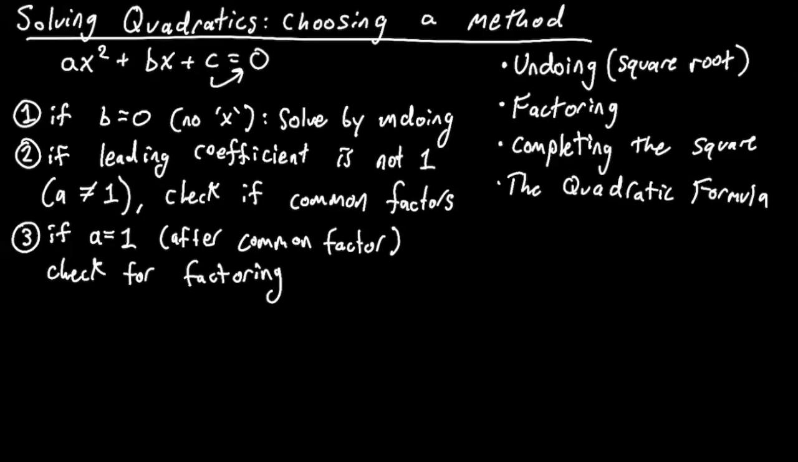So check for factoring. You could go through all of the different factors of c and check to see if any of them add up to b. Sometimes it'll take a while depending on how many factors we have for c. But generally, I would recommend checking for factoring in this case. If you check and we can't factor, if a equals 1 and we can't factor, and we could check for factoring if a is not equal to 1 too, it just means we're looking for factors of a times c that add up to b, so it might be a little bit more work.